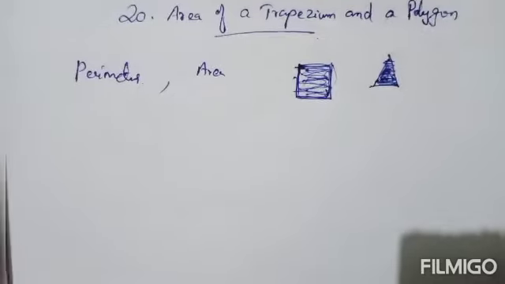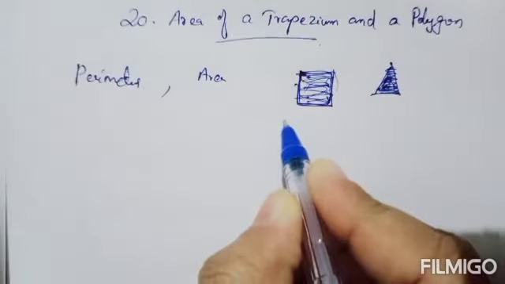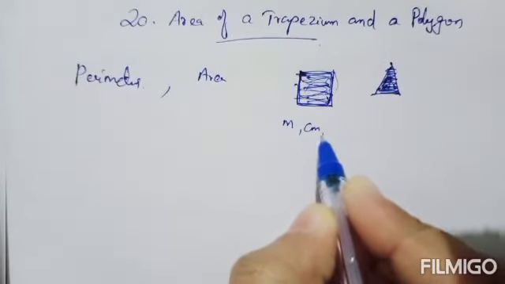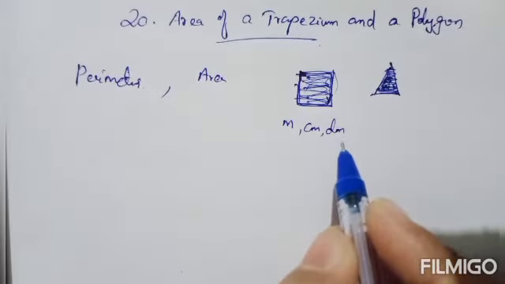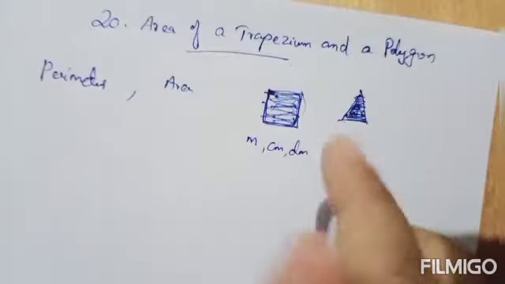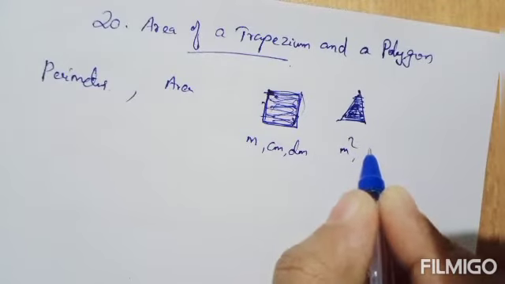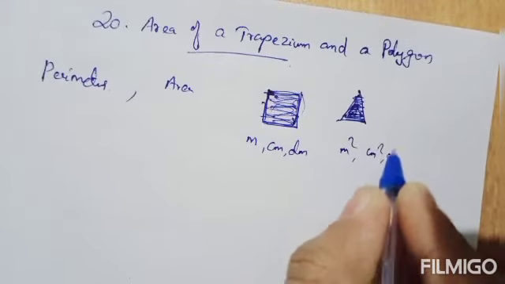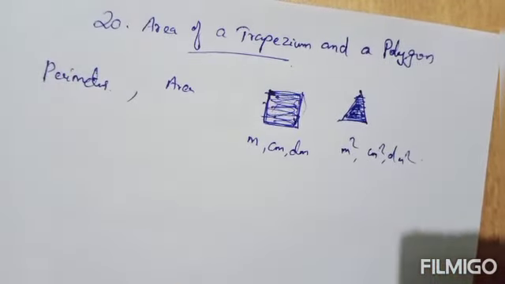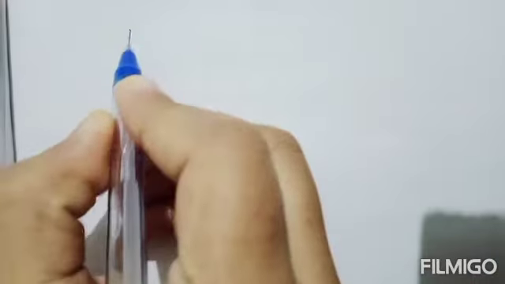Now the units of perimeter are meter, centimeter, decimeter, etc. These are the units of perimeter, and in the case of area it will be meter square, centimeter square, decimeter square, etc. Okay. Next topic, perimeter and area of a triangle.